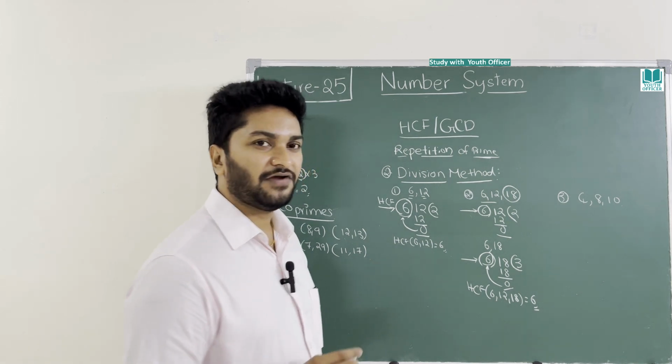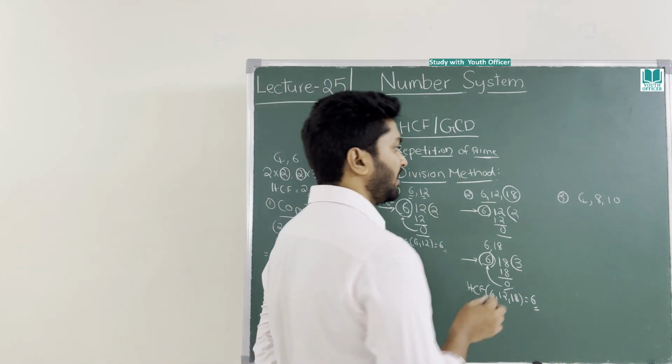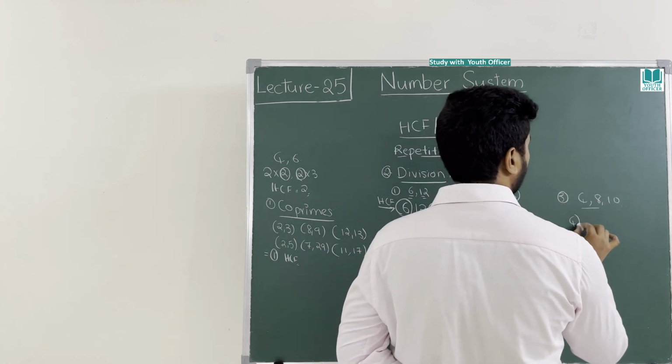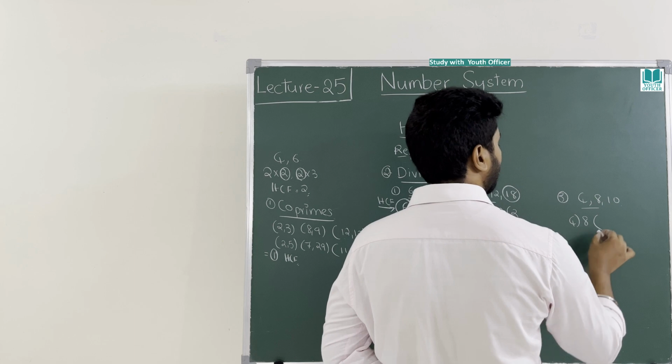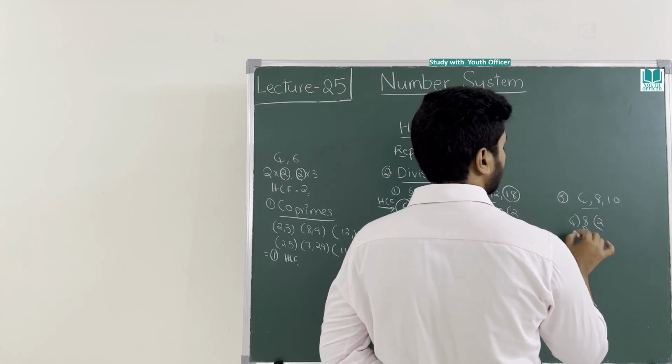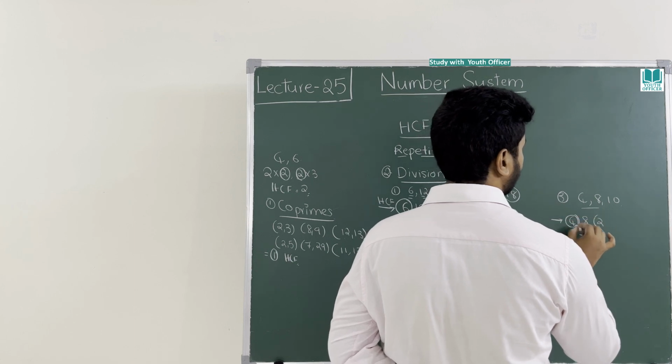Easy. Now we will try to find the HCF of 4, 8, 10. First you have to take two numbers. How do you find it for 4 and 8? How many times? 2 times 8, remainder 0. Once you get the remainder 0, the HCF is 4.